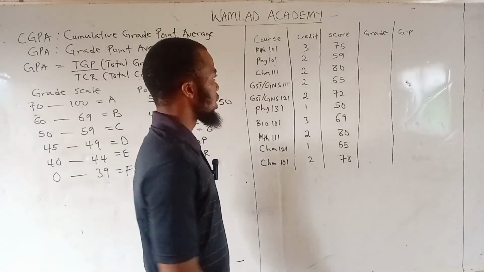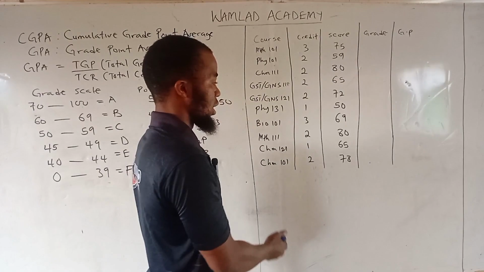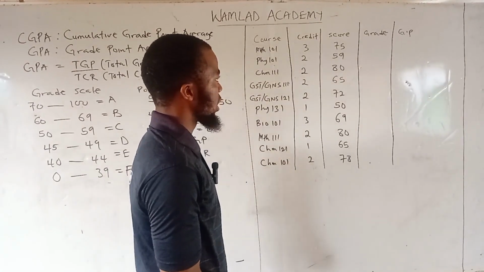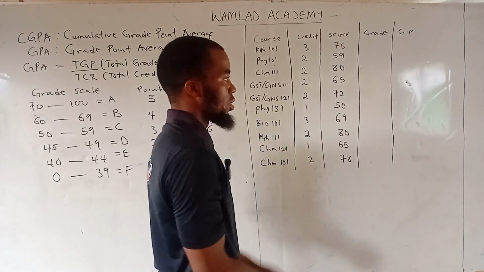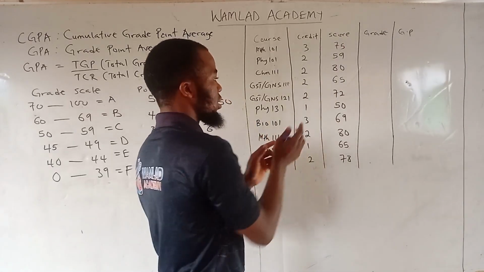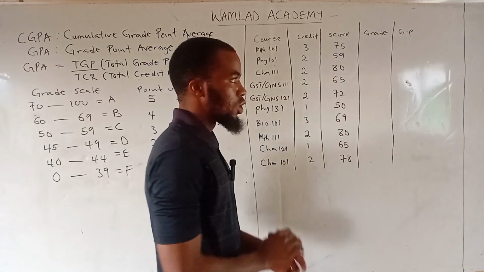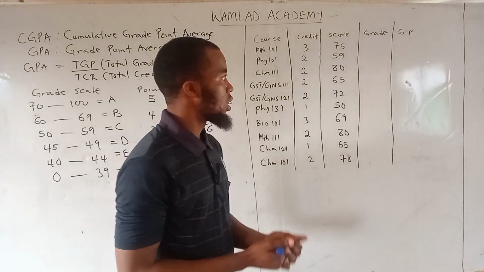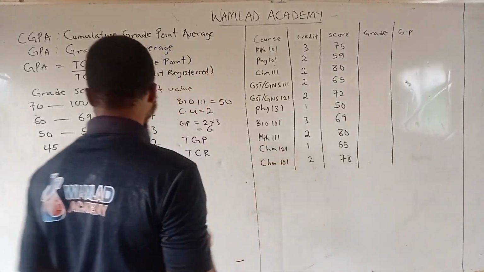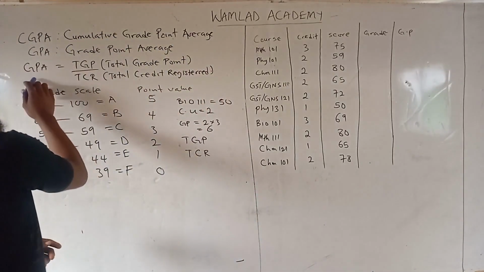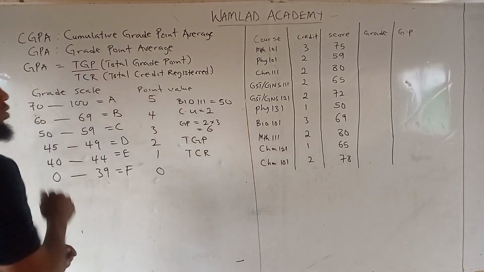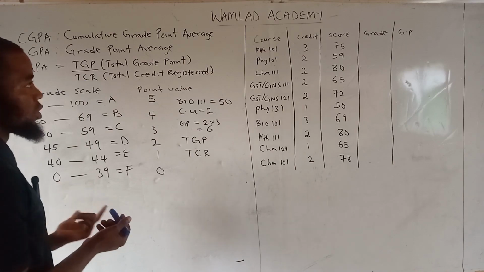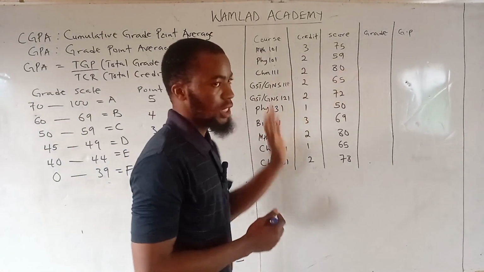So let's take this as an example. Let's assume that these are the courses I offered this semester, and at the end of the semester, the addition of my CA and my exam gave me this. So now I want to calculate our GPA. How can we do that? Don't forget that if you want to calculate your GPA, you have TGP over TCR. But how can I get my TGP? You can get it from this.